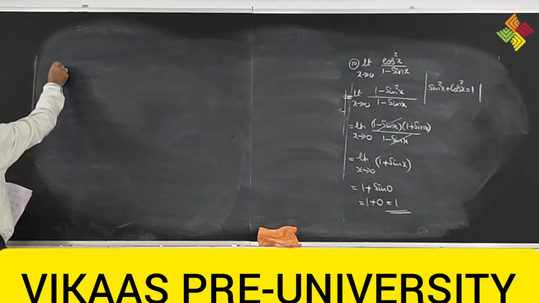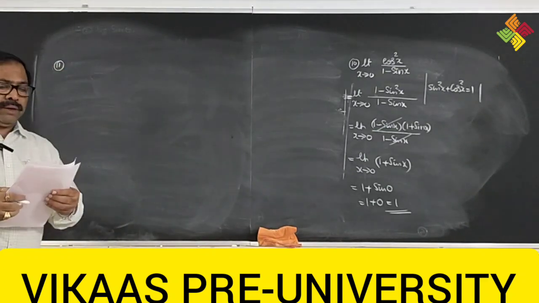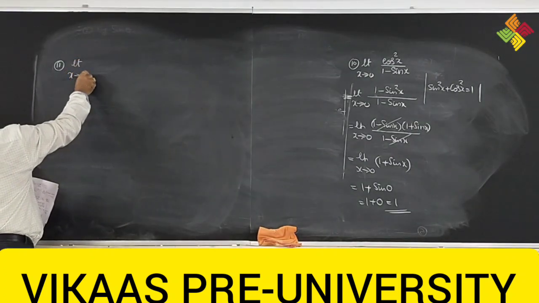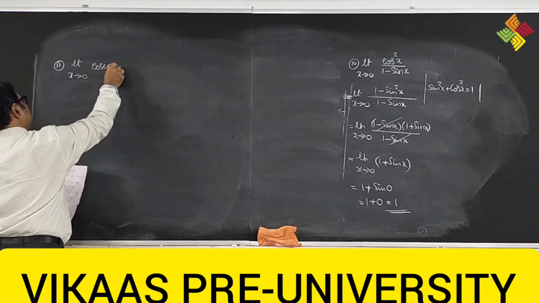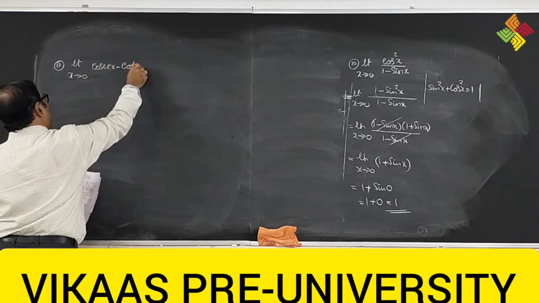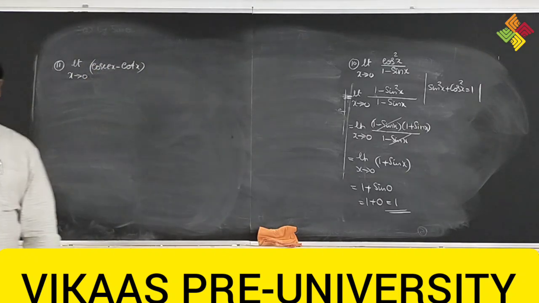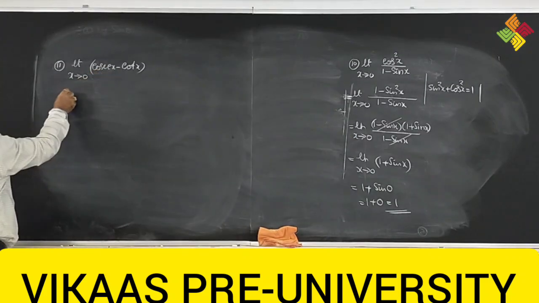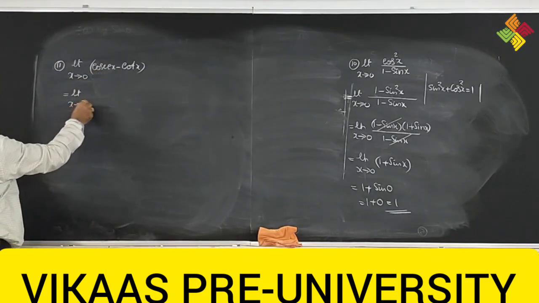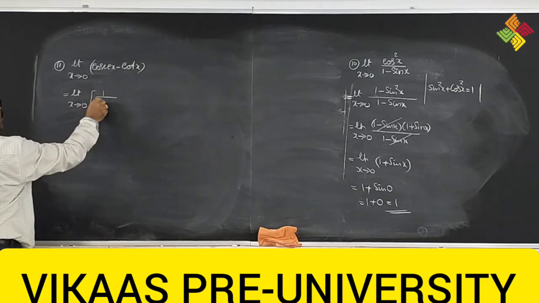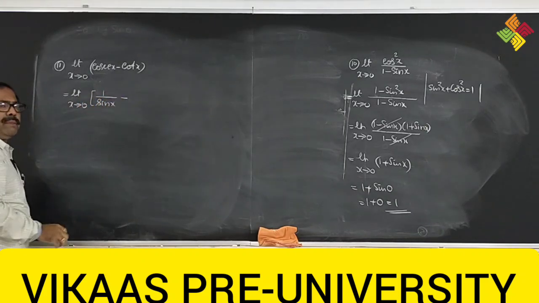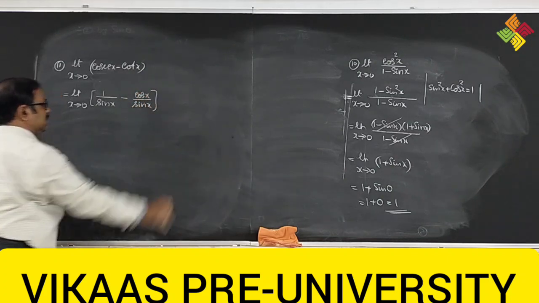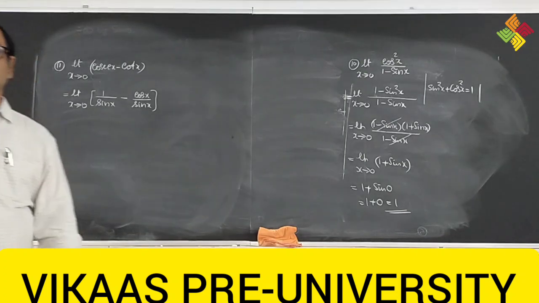Then write one more example. Evaluate limit x tending to 0 of cosec x minus cot x. First we write this expression as cosec x, which is 1 by sin x, minus cot x. What is cot x? Cos x by sin x.